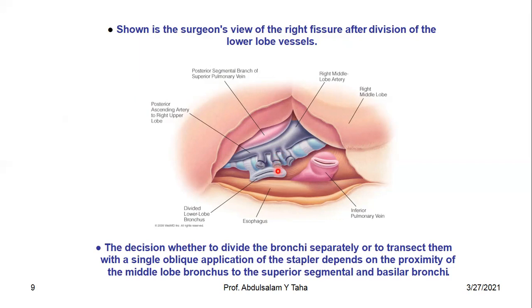And this is the right lower lobe bronchus, which has been divided after applying a stapler. And this is the inferior pulmonary vein. The inferior pulmonary vein on the right side has also been divided after applying a stapler. And the right lower lobe has been removed. So this is the final appearance after doing right lower lobectomy.